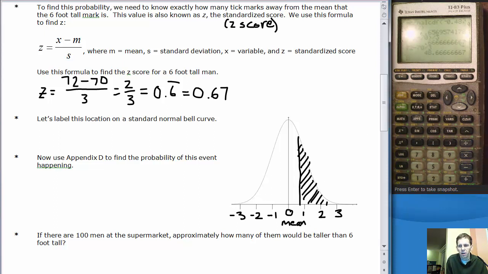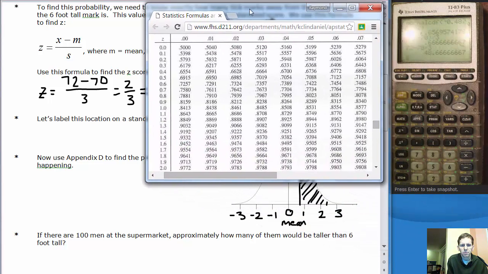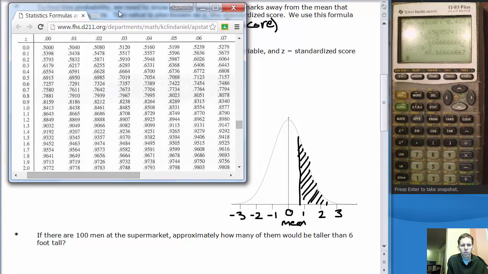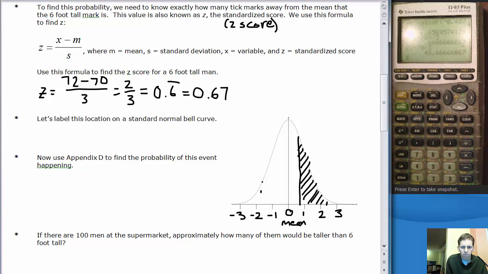So I'm going to bring in my table over here. And if we look up 0.67, here's 0.6. We go across to the hundredths place. There's a 7. So 0.67 corresponds with 0.7486. Now 0.7486 is this region right here.